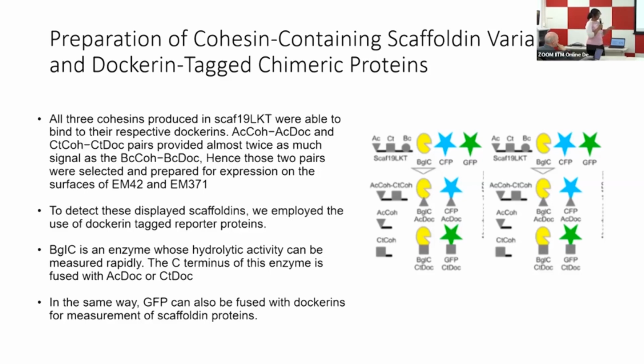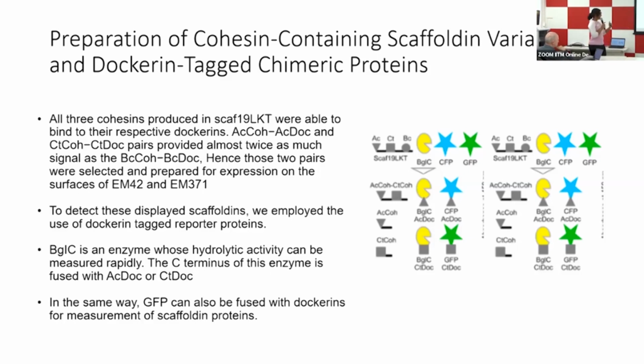AC cohesion, the CT cohesion, and the BC cohesion. But we saw that the AC cohesion and the CT cohesion had a much higher binding affinity with their respective doctrines compared to the BC cohesion doctrine pairing. So we eliminated the BC cohesion doctrine pairing. So we can see here that we've taken the AC cohesion pairing and the CT cohesion pairing.